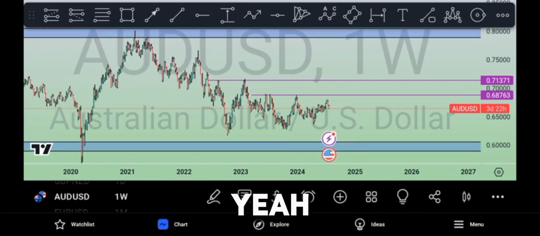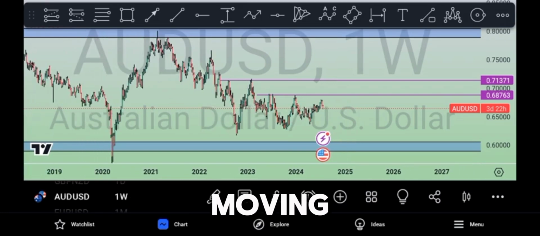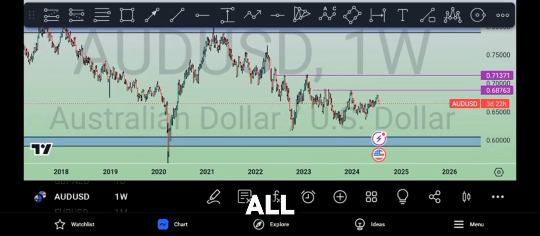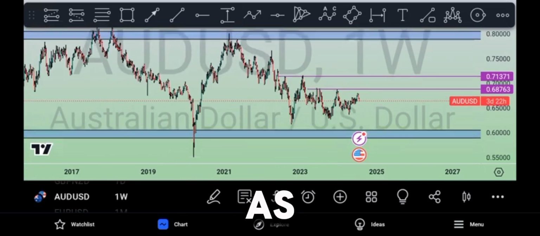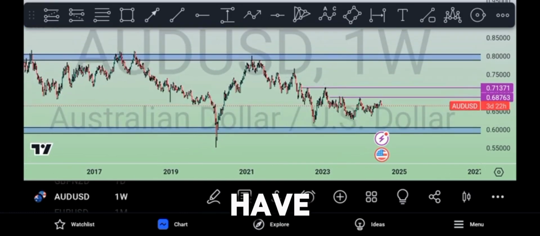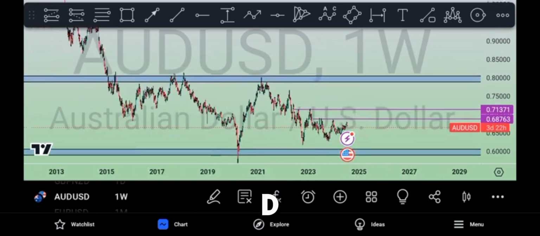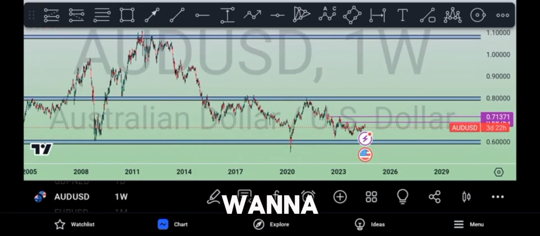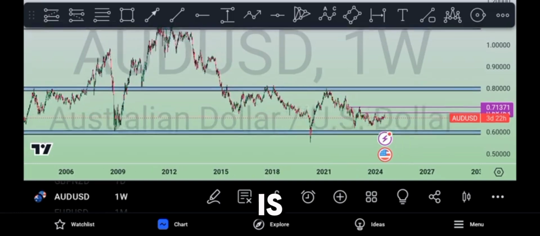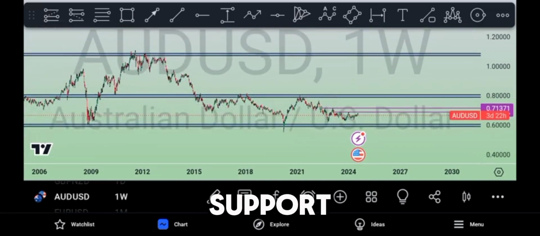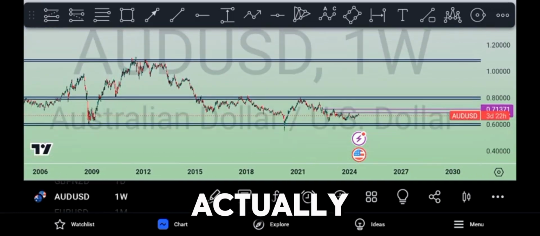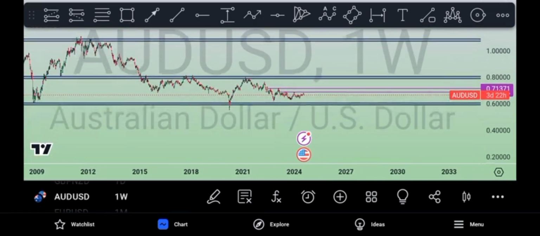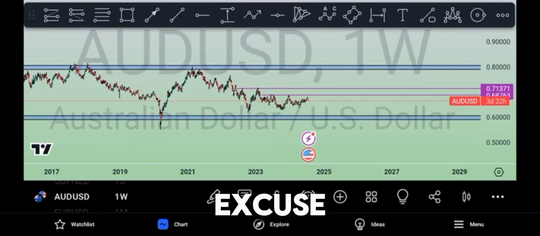Yeah, so moving on, as you guys can all see, at my front here I have an AUD USD chart, and the first thing you want to do is plot your support and resistance levels, which I have actually done here nicely.